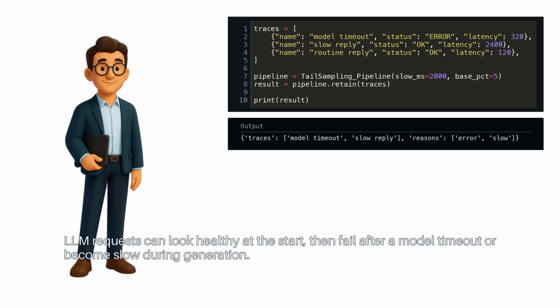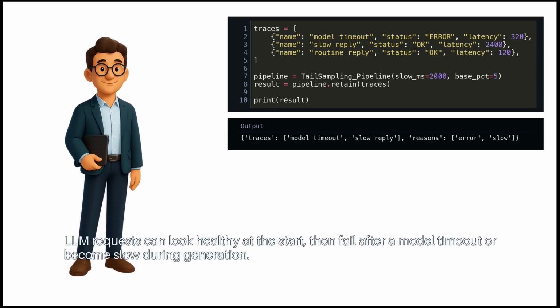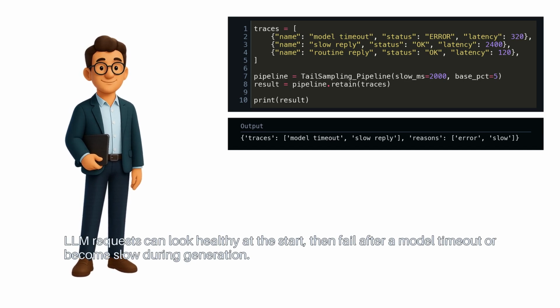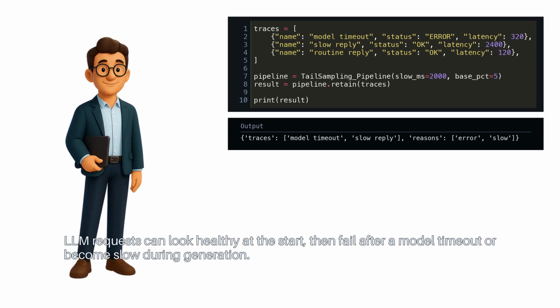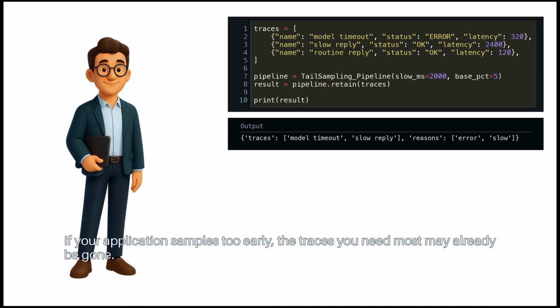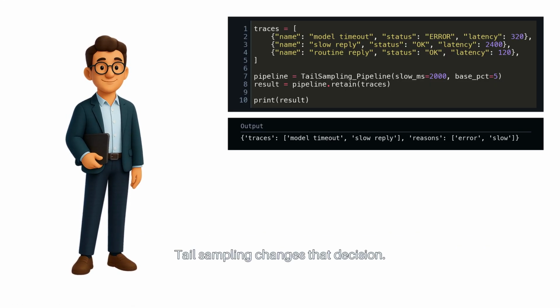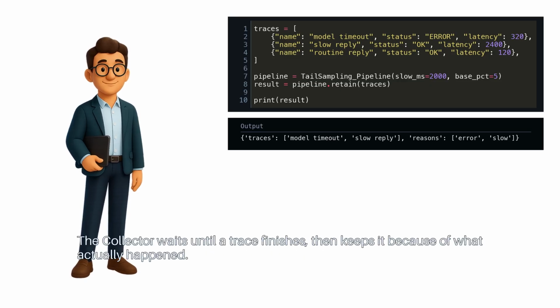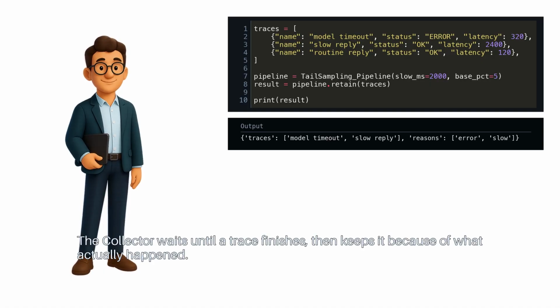LLM requests can look healthy at the start, then fail after a model timeout, or become slow during generation. If your application samples too early, the traces you need most may already be gone. Tail sampling changes that decision. The collector waits until a trace finishes, then keeps it because of what actually happened.